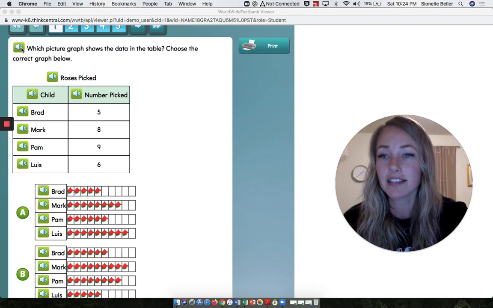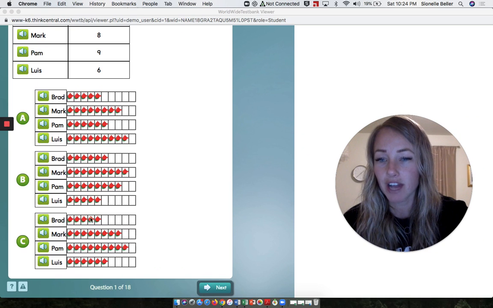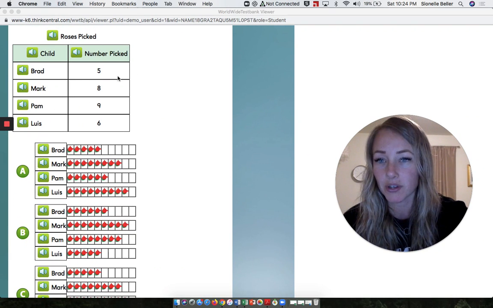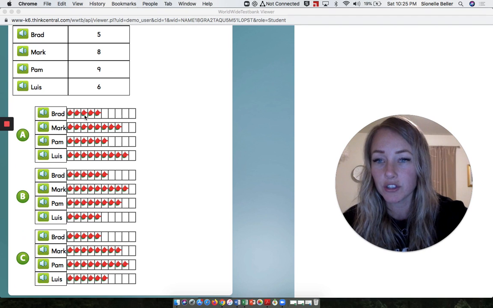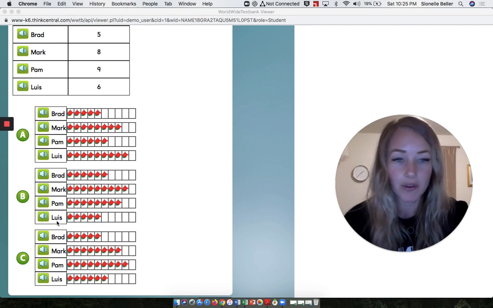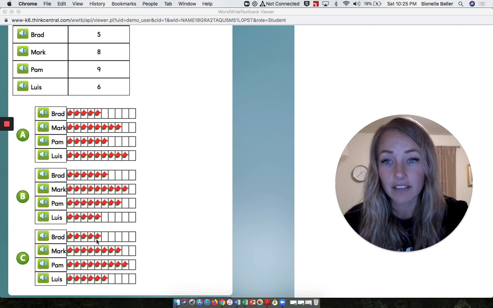So the first one says, which picture graph shows the data in the table? Choose the correct graph below. So we're choosing between these three graphs, and here is the table. It says Brad has 5, so we need to find the graph where Brad has 5. In this one, Brad has 1, 2, 3, 4, 5, so this could be it. In this one, Brad has 6, so we know that B is not the right answer. And in this one, Brad has 5. So it's either going to be A or C.